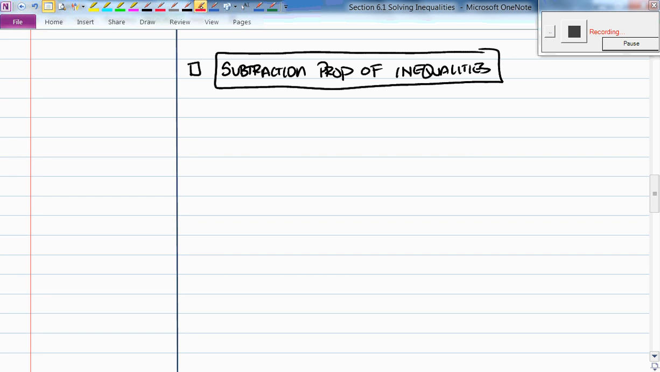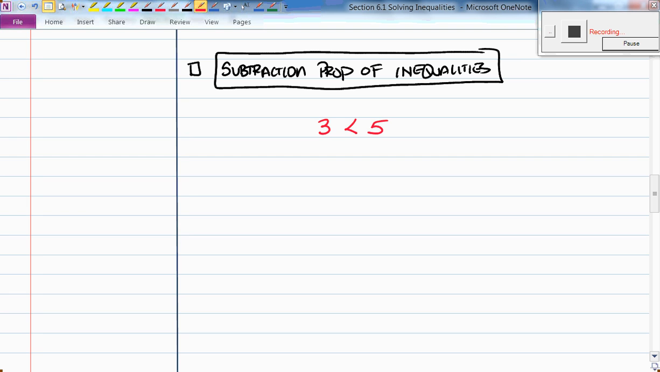Okay, so we spoke about the addition properties of inequalities. Now we're talking about the subtraction properties of inequalities. And we're going to start off by saying this. Do we all agree that 3 is less than 5? Put your hand up if you agree. 3 is less than 5. Okay, everybody in the room, their hands are up. Good. Yes, 3 is less than 5.